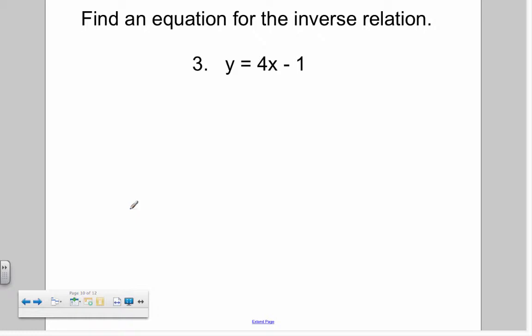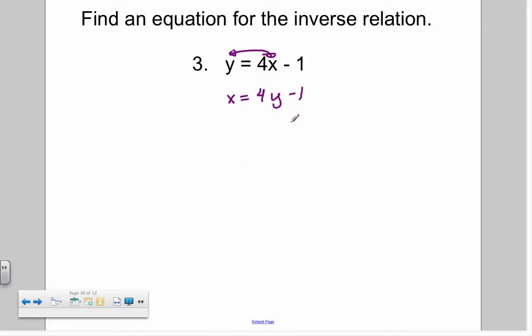Well, we learned in class that inverses are opposite, or they undo the other function. And to find an inverse, we simply have to swap our x's and our y's. So I'm going to swap places with my x and my y, and then I solve for y again. So I'm going to rewrite this as x equals 4y minus 1. And now I'm going to solve for y to get the inverse function.